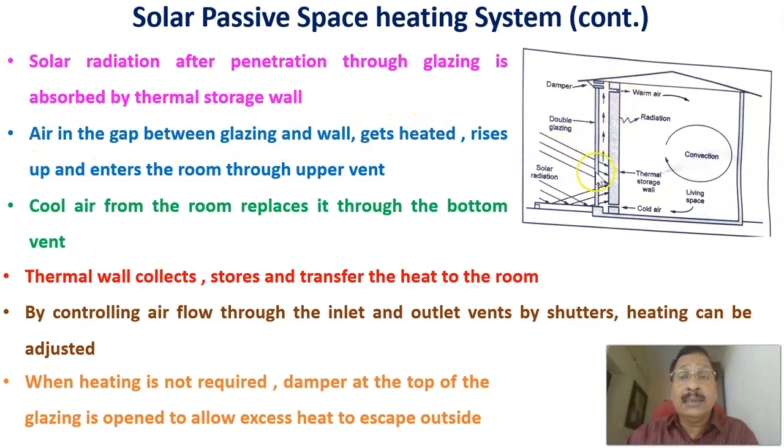The air in the gap between the glazing and the wall is getting heated, and that rises up and enters the room through the upper vent. The cool air from the room replaces it through the bottom vent. The cool air comes here, gets heated and rises up, and that hot air comes into the room. Therefore, the thermal wall collects, stores and transfers the heat to the room.